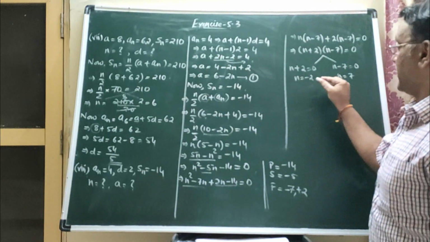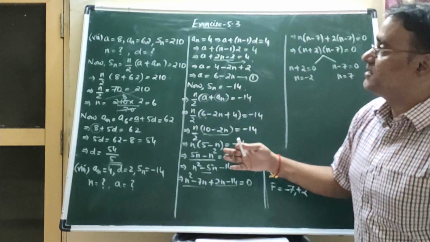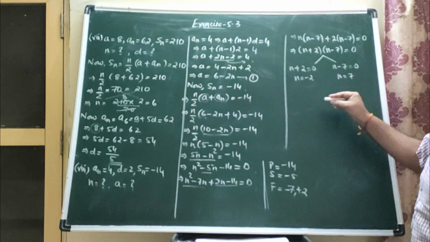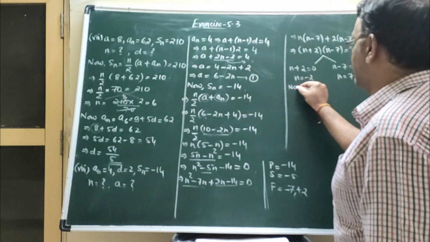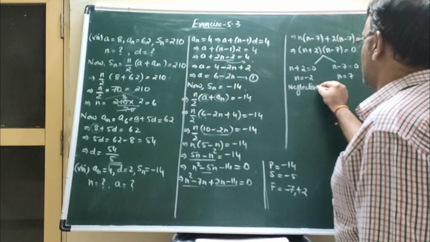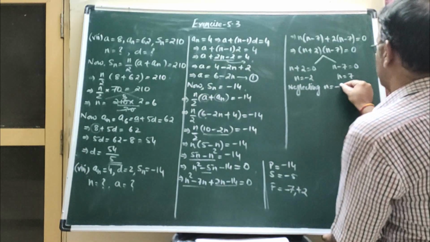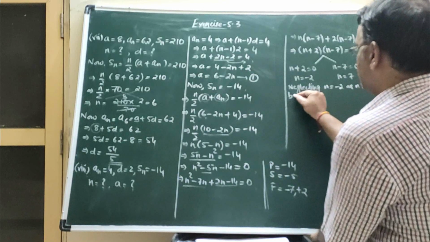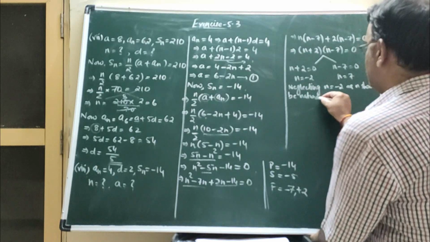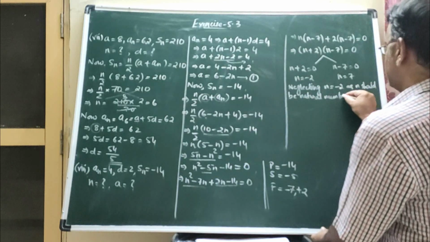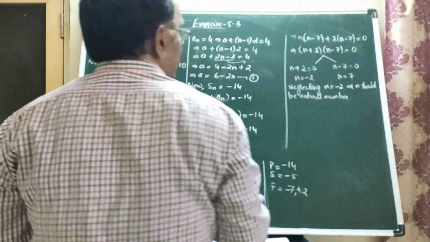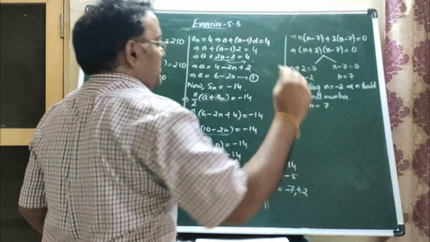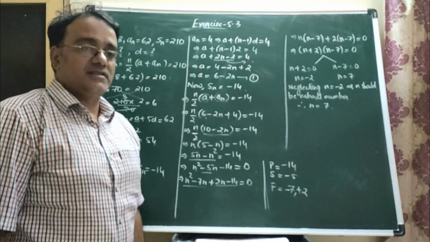Okay, so again, just now before this round, I told you that n should be a natural number. So इसको neglect करेंगे. Neglecting n is equals to minus 2, as n should be natural number. Okay, n should be natural number. So therefore n is equals to 7. So we got the value of n is equals to 7.